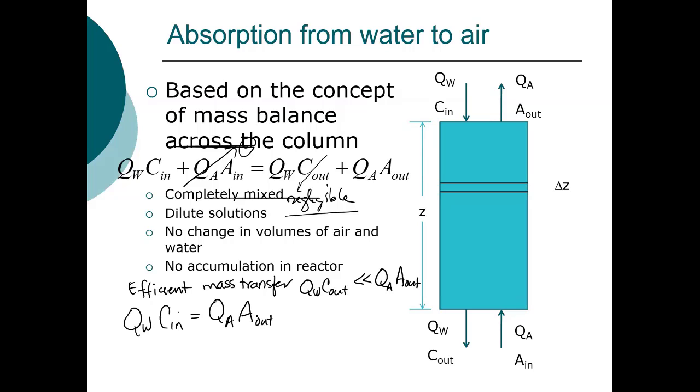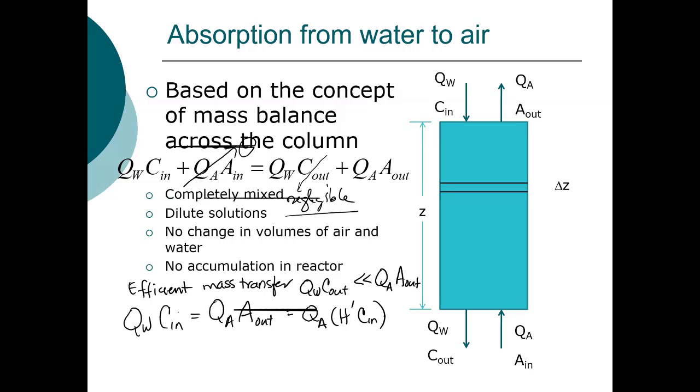And then it makes the assumption, again, using Henry's constant, that we can replace the concentration leaving, so this A out, we can use Henry's constant to say that this is equal to Q sub A times the Henry's constant times the concentration in the water.